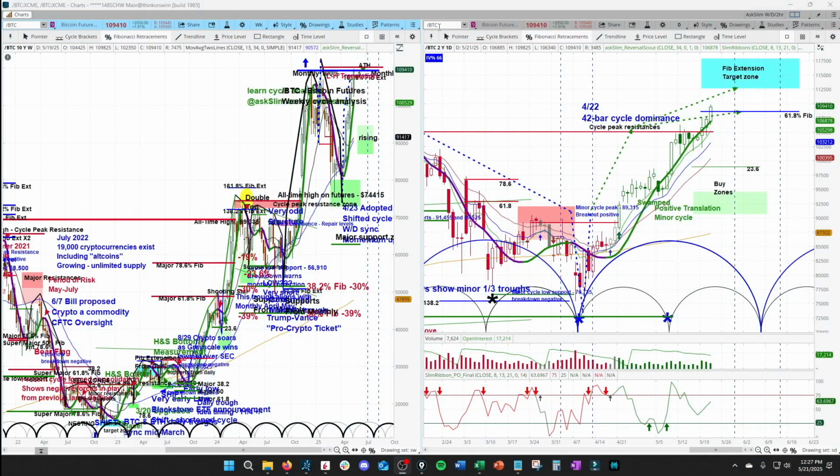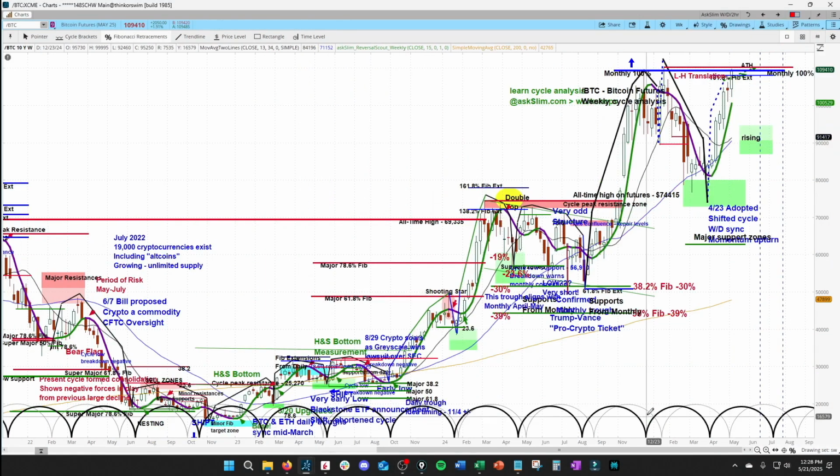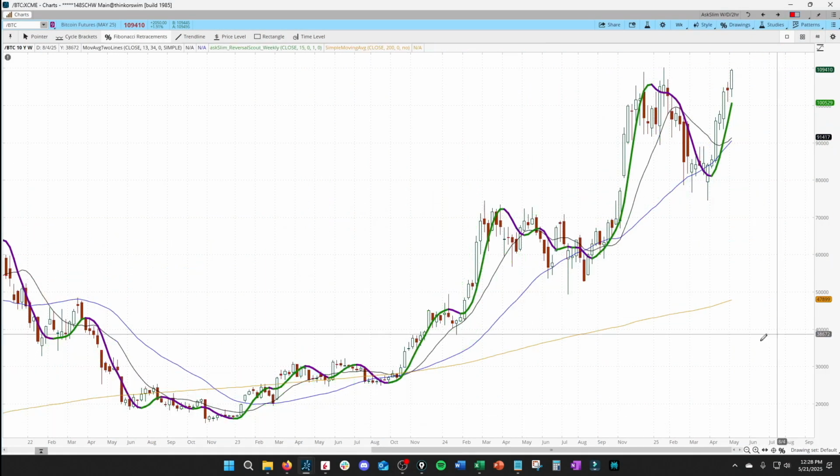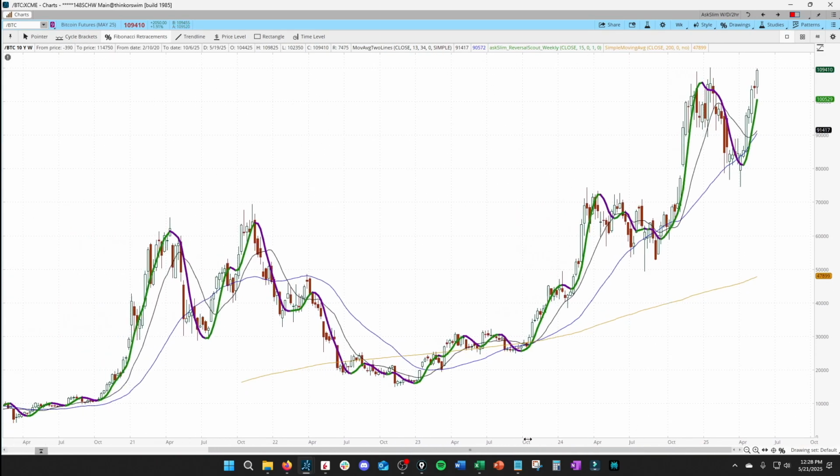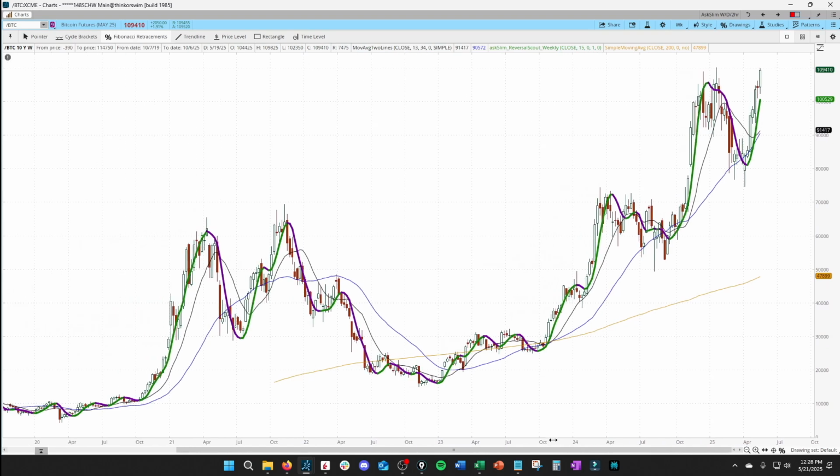Okay, let's go ahead and hop into Bitcoin. Let me pull this up here. On the intermediate term, first thing I always like to do is just hide the drawings for a second. Look at the actual price action, the actual price patterns. This is just about as pretty as you will see in terms of any chart.